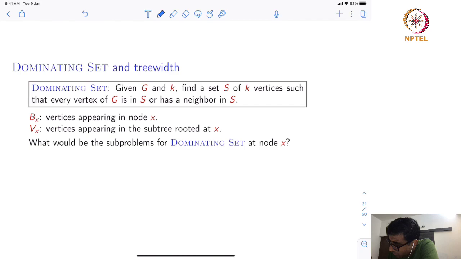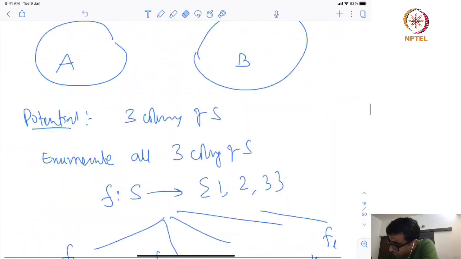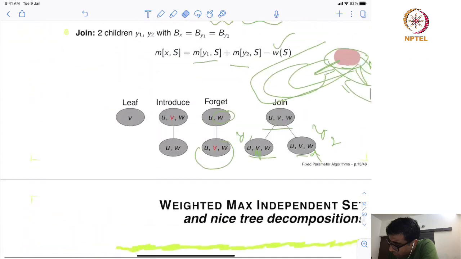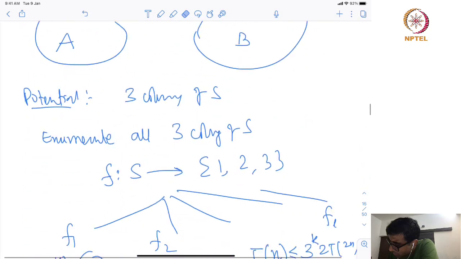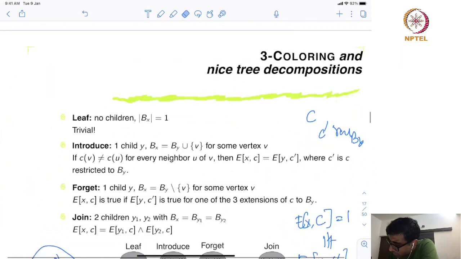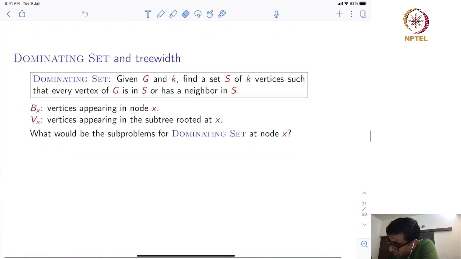In the morning we saw max independent set, okay. We saw an example of weighted max independent set, okay. Now we saw 3-coloring. Now let us see another problem of our interest, that is dominating set, okay.